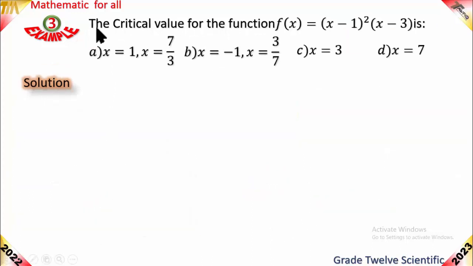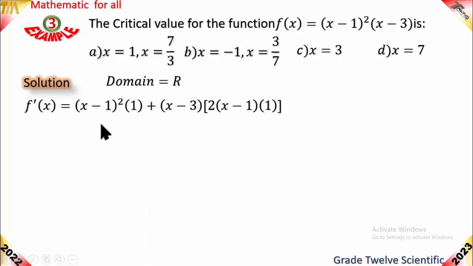Example, critical value for the function f(x) equal x minus 1 squared times x minus 3 is, first of all, the domain of this function is all real numbers. And now find the first derivative. The function is the product of two functions. Therefore, we use the product rule, which means the first one, x minus 1 squared, times the derivative of the second one, the derivative of x minus 3 is 1, plus the second one, x minus 3, times the derivative of x minus 1 squared.